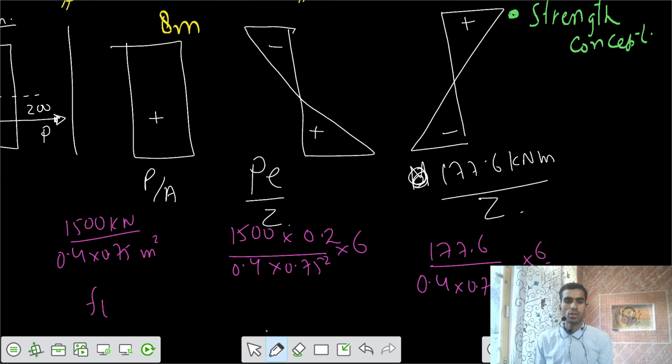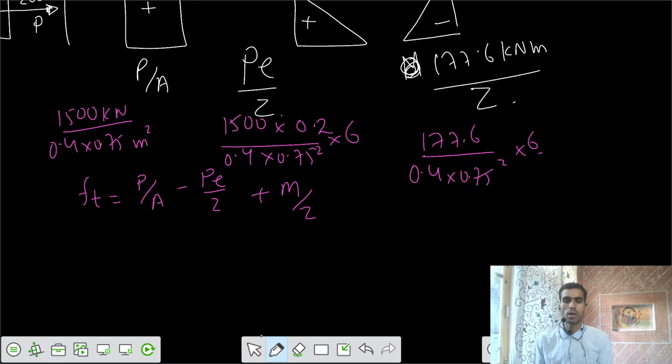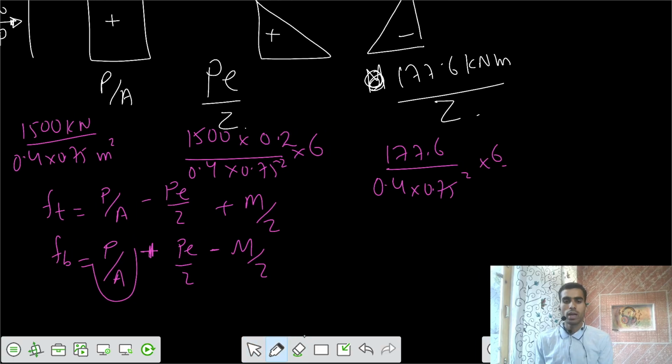I would say the stress at the top is equal to P by A minus PE by Z plus M by Z. And the stress at the bottom is P by A plus PE by Z minus M by Z. So only the sign is changing here, except for P by A. Now I will calculate those values, and they come out to be 1.736 megapascal and 8.264 megapascal.